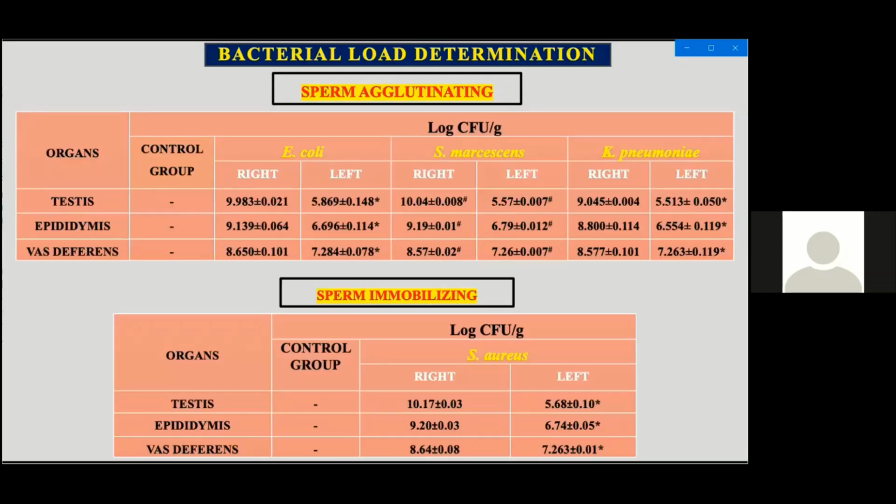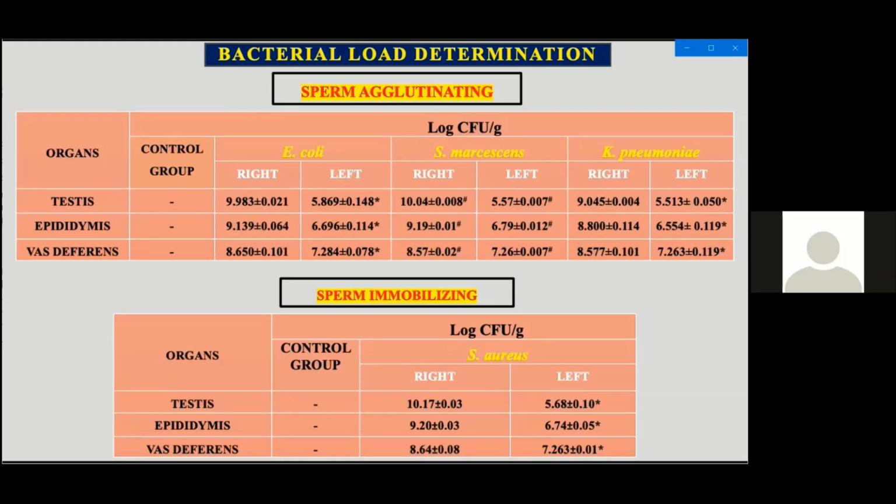As far as bacterial load determination is concerned, we can see from the table that in the control group we could not get any bacterial count, maybe in the testes, maybe in the epididymis, maybe in the vas deferens, where the count was 0 both on the right side as well as on the left side. Whereas in the test group where the organism was administered, maybe E. coli, maybe Serratia marcescens, maybe Klebsiella pneumoniae, we could get significantly high count on the right hand side as compared to the left hand side.